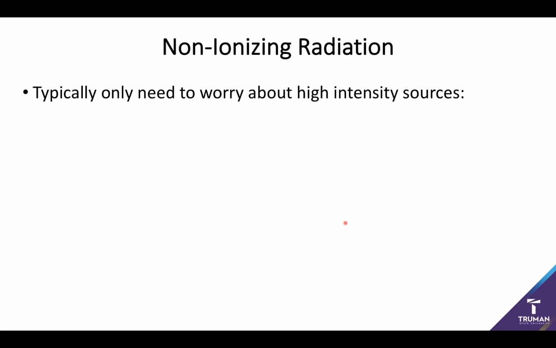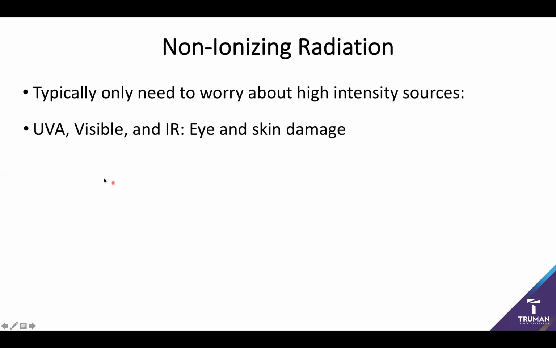So let's go ahead and start with this idea of non-ionizing radiation. If it's non-ionizing, this means it's low energy. So our biggest worry about non-ionizing radiation is only going to really happen if we have high intensity sources. This can include things like UVA, which in high intensity can do skin damage, because think about sunlight. But it also includes things like visible light and IR. With visible light, you're mostly going to have to watch out for eye damage, and infrared can be interpreted as heat, so it can start racking up the skin damage.